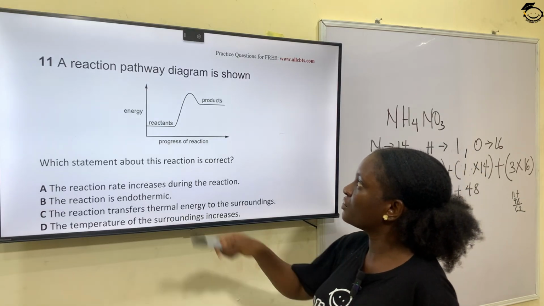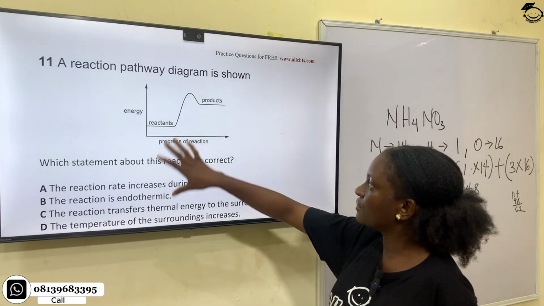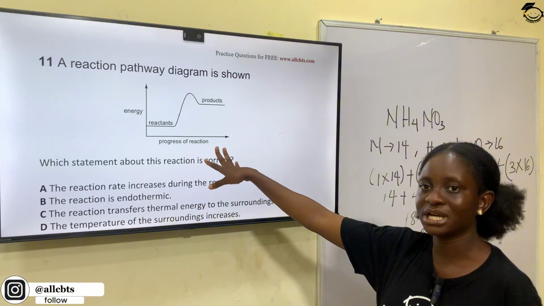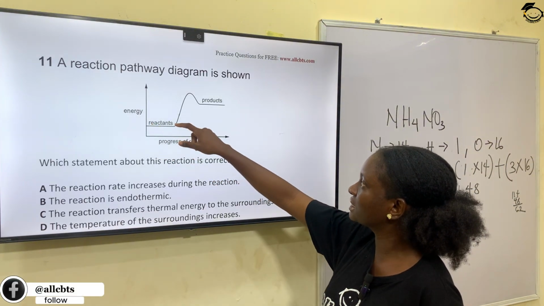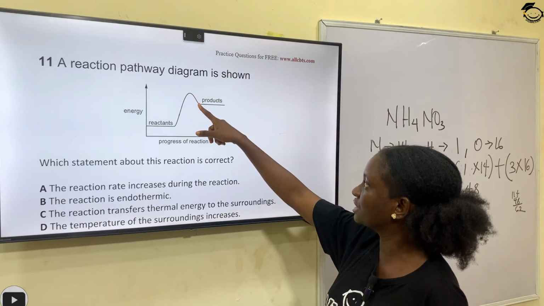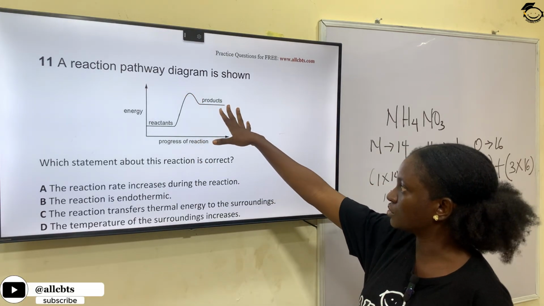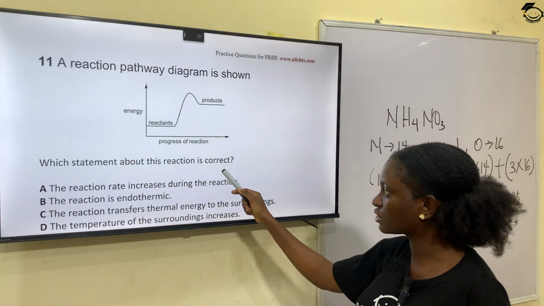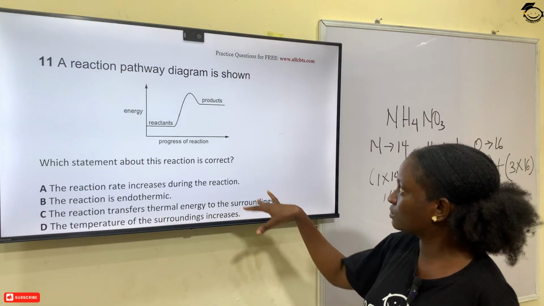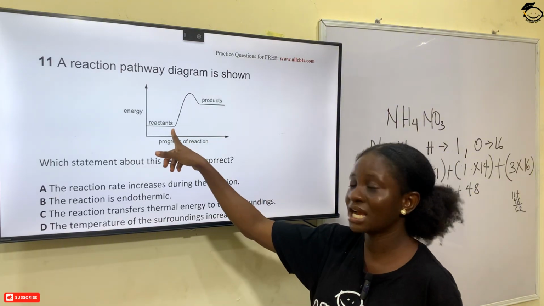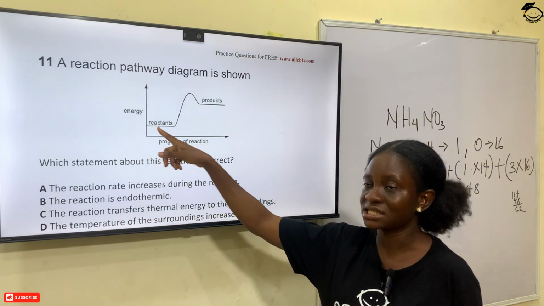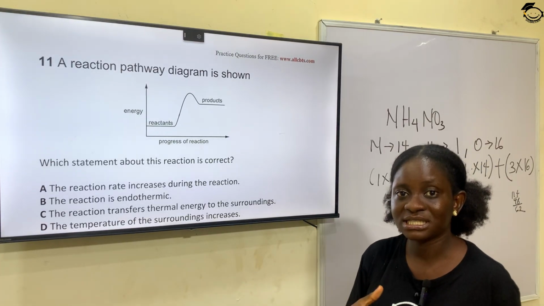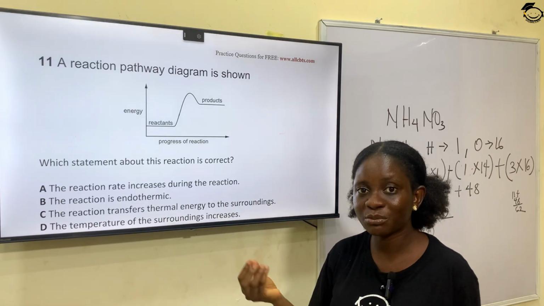Question 11. A reaction pathway diagram is shown. This is a reaction pathway diagram. We see the energy plotted against the progress of reaction. And this is the reactants, then activation energy, then we have the products. The question is asking which statement about this reaction is correct. If you see this reaction, the energy level of the product is higher than the energy level of the reactant. So in this type of reaction, when the energy level of the product is higher than the reactant, it is known as an endothermic process that is going to take place.